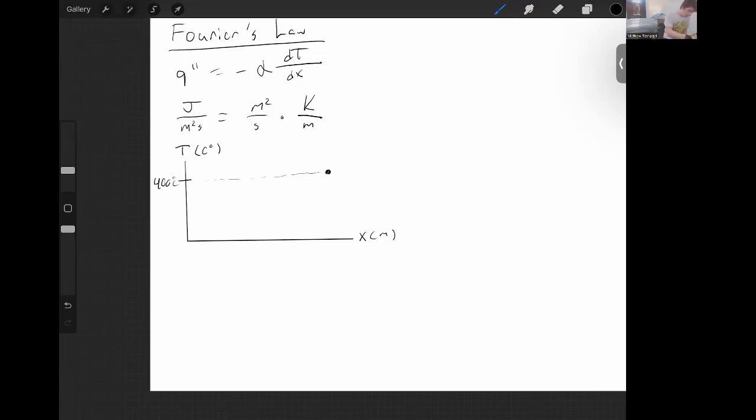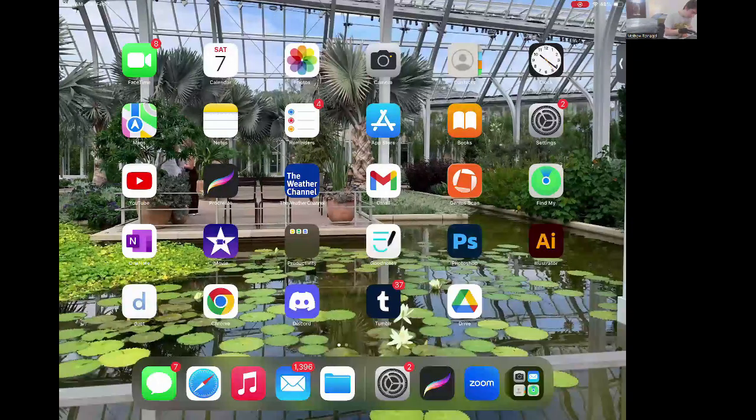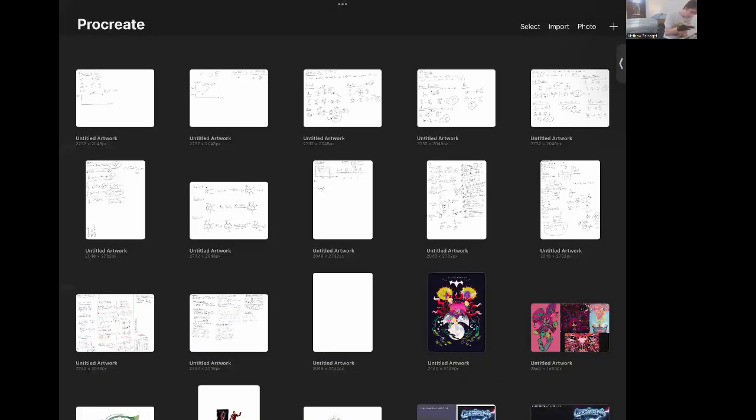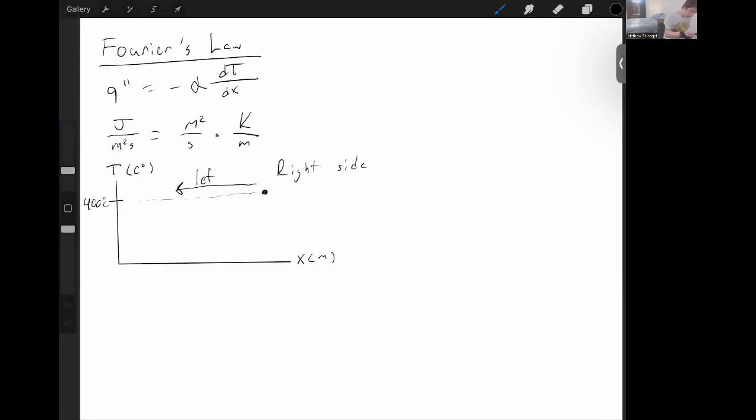Put way over here to the right side of an object. Let's say we have the left side and we want to know what the heat flow is going to look like going to the left of the object. Very sorry about that. Right side. And we are concerned not with the left, we are concerned about the heat flow.